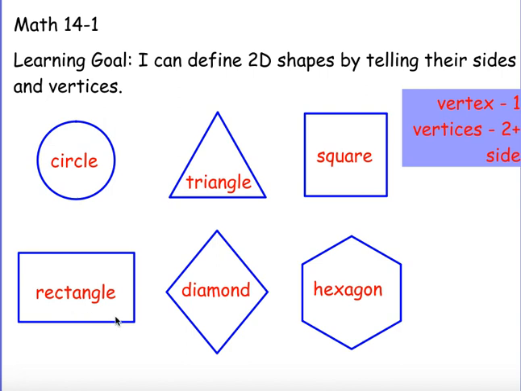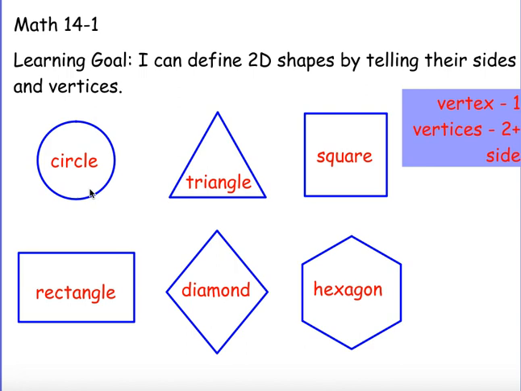Look around in your room. Do you see a circle mirror? Probably you're sitting right on a square chair, right? And look at your cup. The bottom of your cup might be a circle, right? So there are a lot of shapes around us.